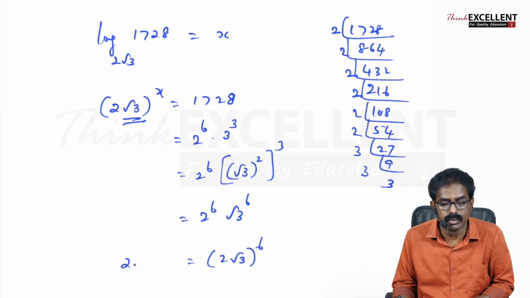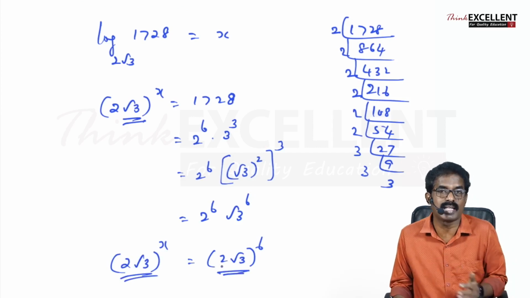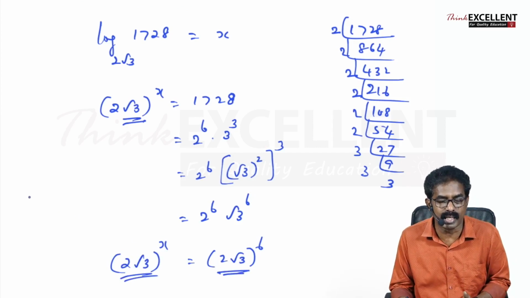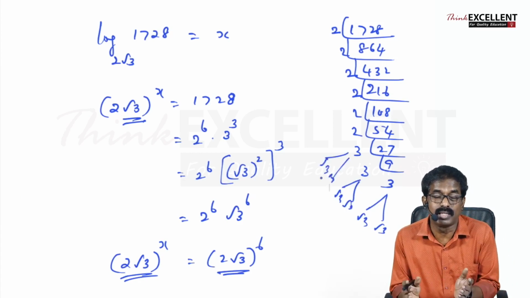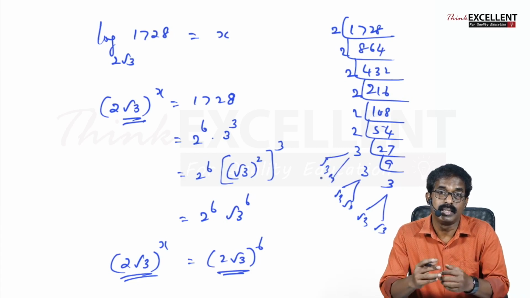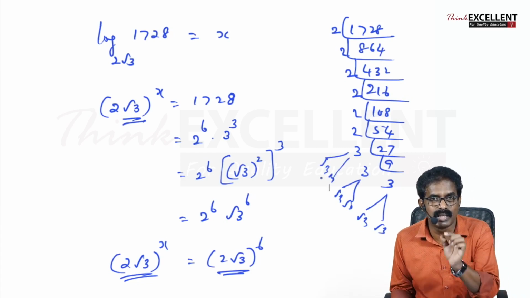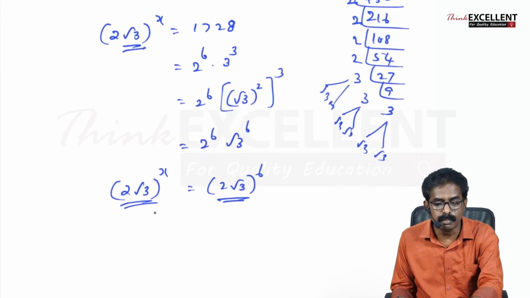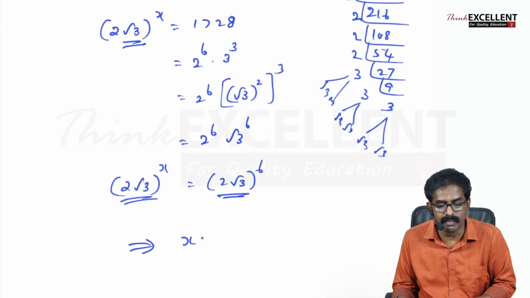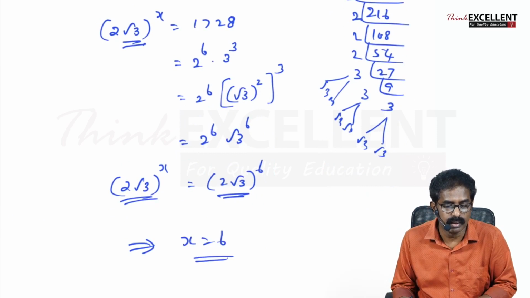What's on the left side? 2 root 3 raised to x. Now the bases are the same. That is why we are converting like this. Actually it is 3 cube only, right? But I want root 3. One 3 can be written as root 3 into root 3. Another 3, 2 times root 3, root 3. Here also root 3, root 3. So 3 times 3 times 3 becomes 6 times root 3, right? Because every 3 can be written as root 3 into root 3. Okay, so power 6. Now the bases are the same, so I can say the powers are also equal.